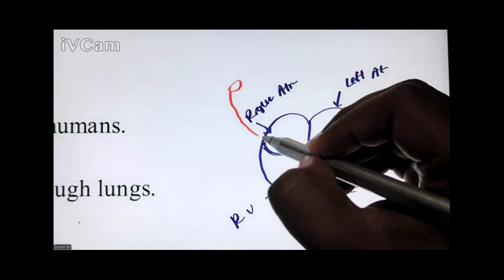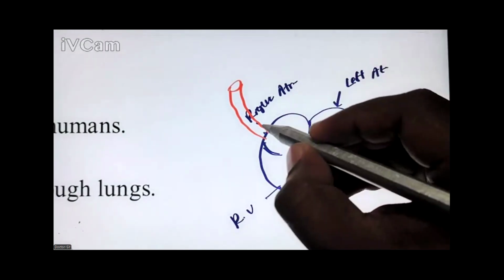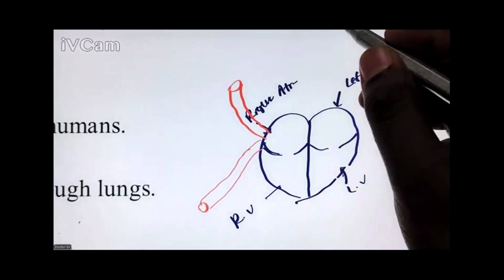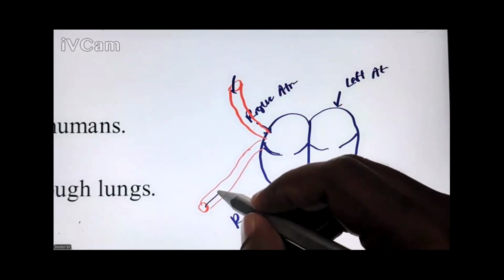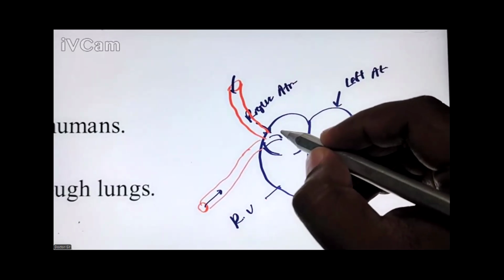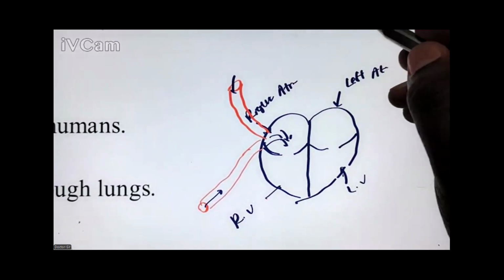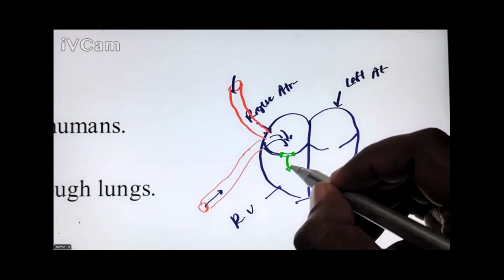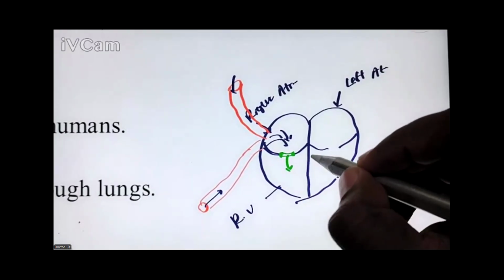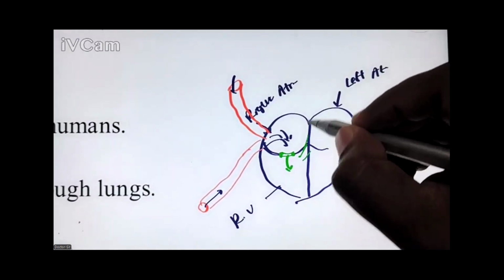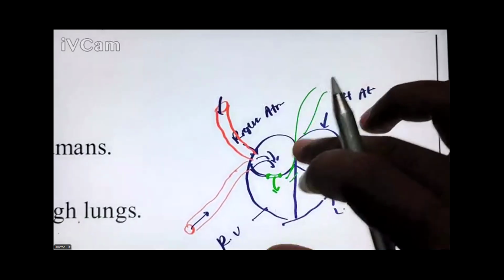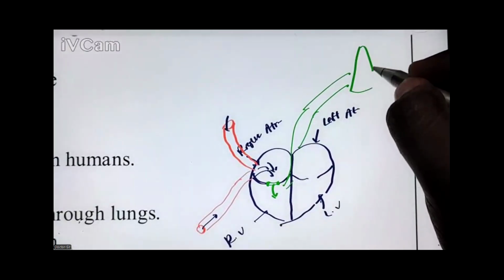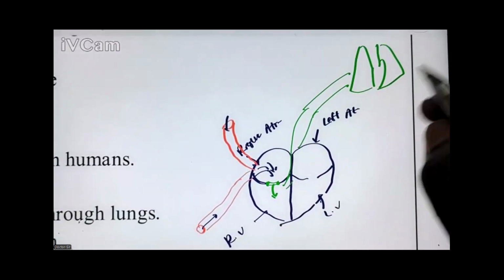Now, usually what happens? The right atrium takes blood from the superior vena cava and the inferior vena cava. It has deoxygenated blood. These are the vein system. Then it comes to the heart, and goes through the tricuspid valve to the right ventricle. Then from the right ventricle, it goes to the lungs. These are the lungs, two lungs are there.